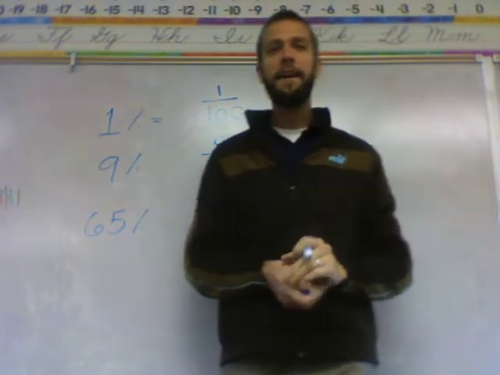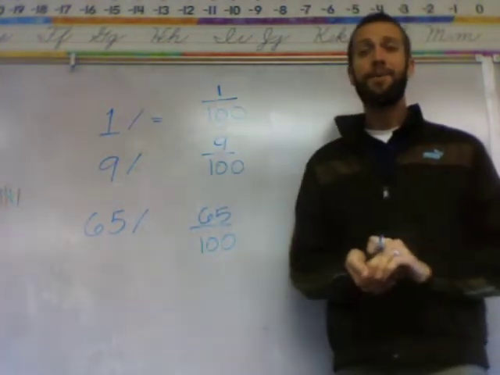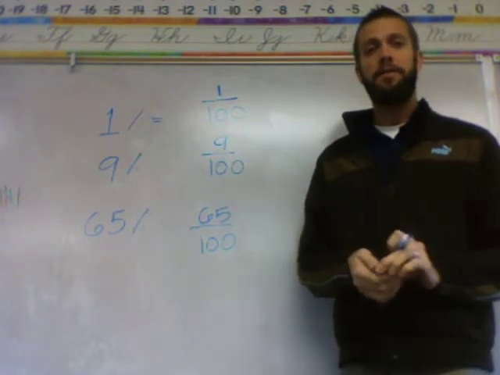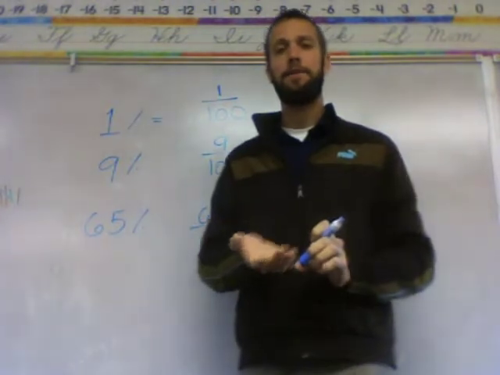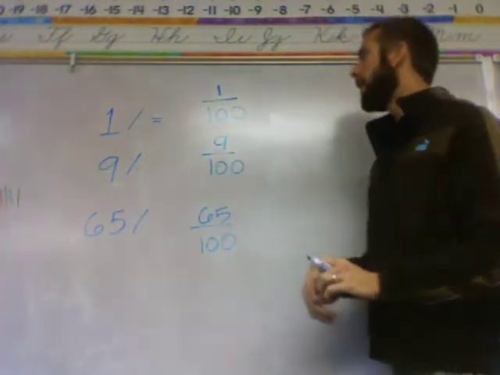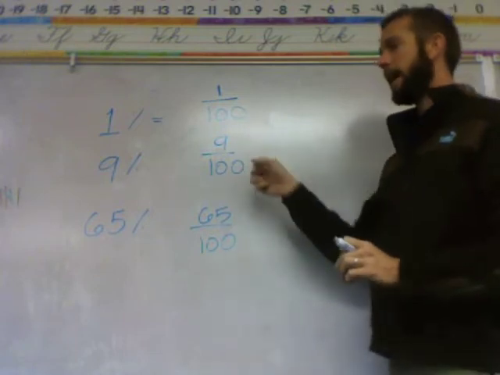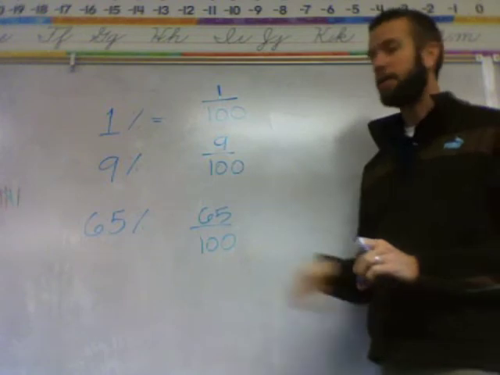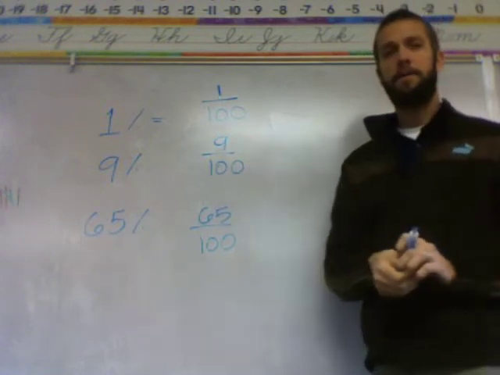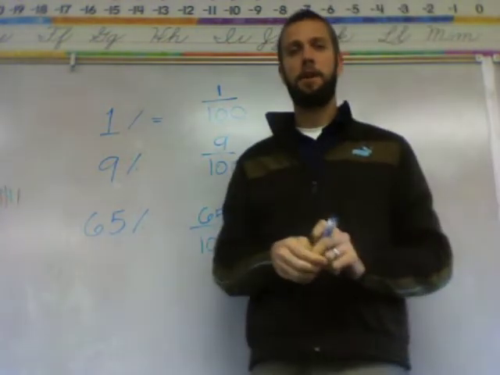Alright? Now technically all three of these are correct. However, 1 needs to be rewritten another way. Since we have done reducing as a lesson, you are required in my class now to reduce all answers. Now 1 out of 100 is reduced. 9 out of 100 is also reduced. There's no common factor for 9 and 100. But for 65 and 100, there is a common factor.